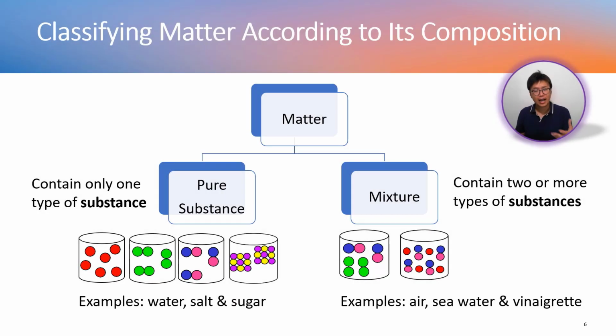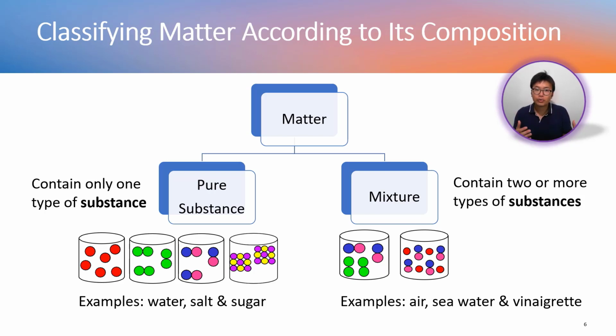Now, how do we classify matter based on its composition? So let's start from the very basic. For matter, we know that it occupies space and it has mass. So now let's put it at the very beginning level. Let's think about pure substances and mixtures.